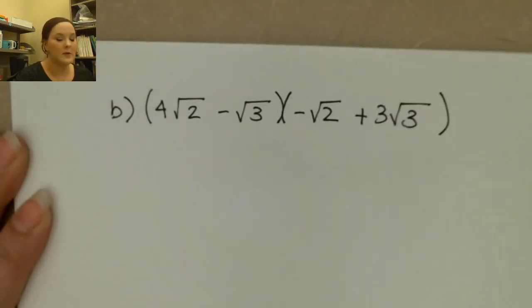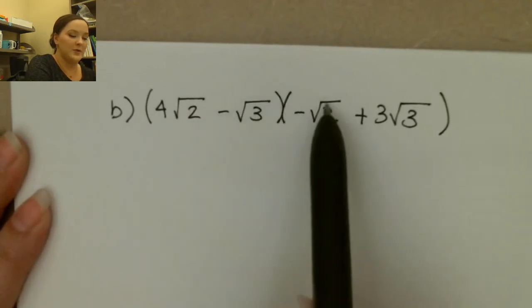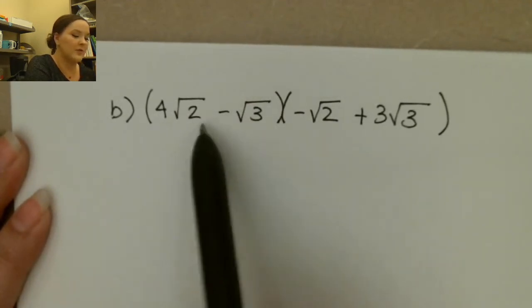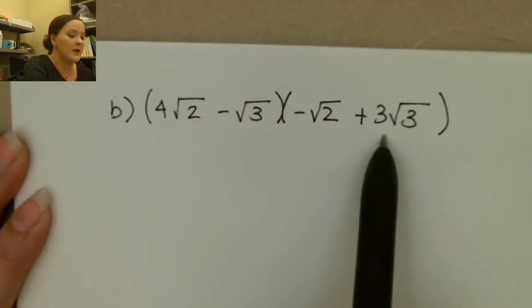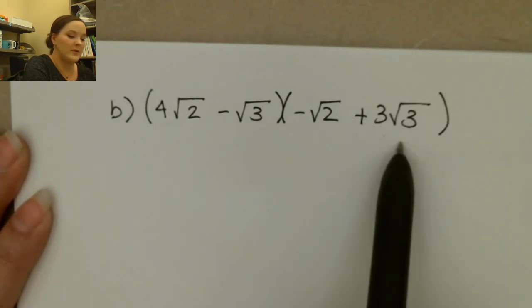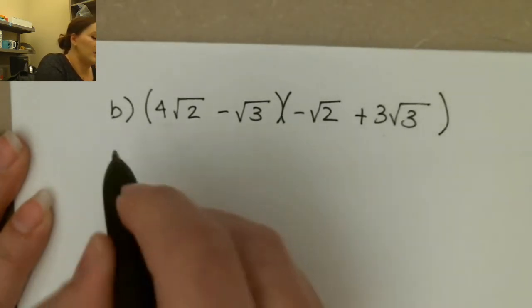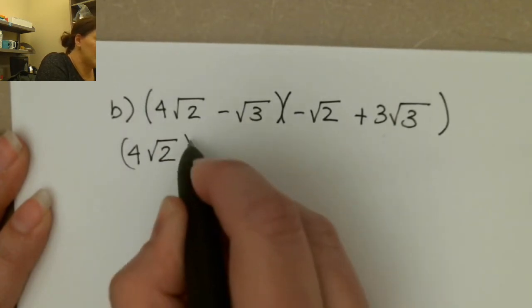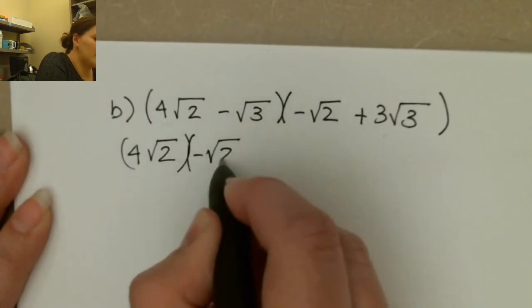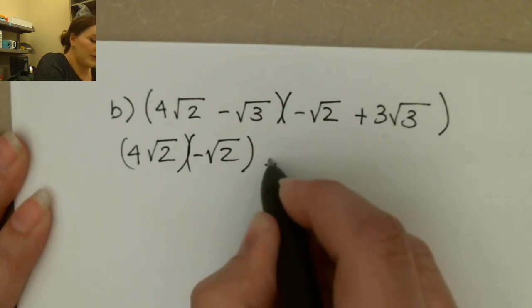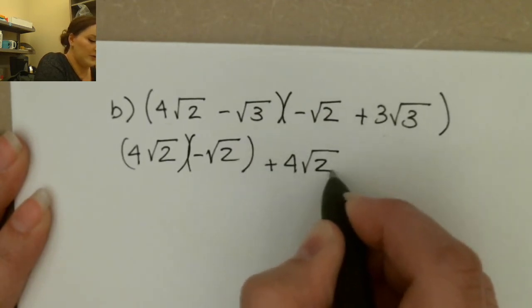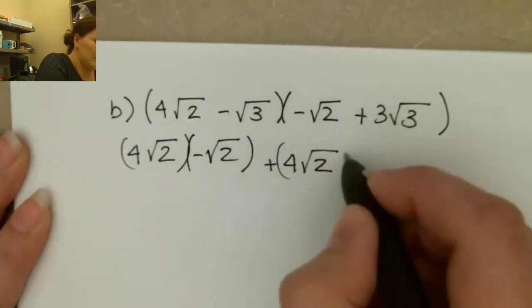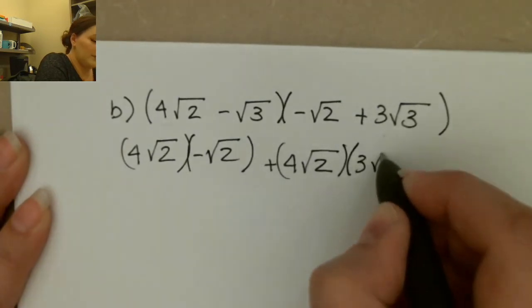Okay, so you're going to multiply these the same way that you would multiply any binomial, by distributing. We're going to distribute the first term here to these two terms, and then we'll distribute this term here to these two terms. So we would have 4 root 2 times negative root 2. Then we would have 4 root 2 times 3 root 3.